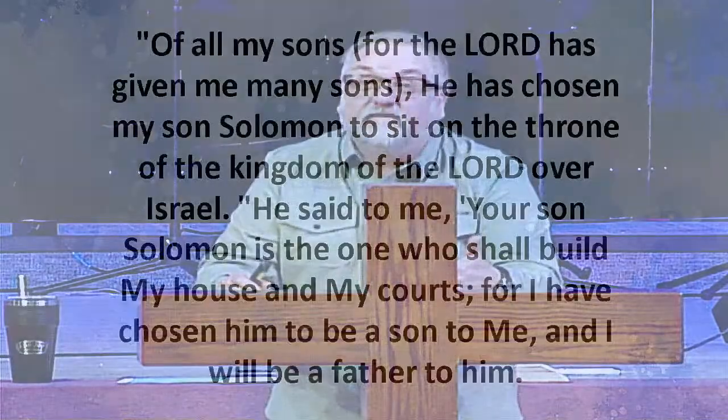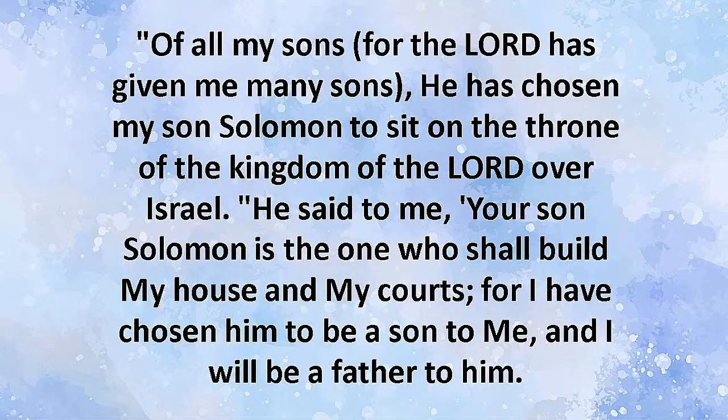So let's go back to the very beginning for Solomon when he becomes king. We're going to go back to 1 Chronicles chapter 28, and that's where this historical narrative is found. We're going to start in verse 5. So 1 Chronicles 28, verse 5. This is David talking. "Of all my sons, for the Lord has given me many sons, He has chosen my son Solomon to sit on the throne of the kingdom of the Lord over Israel."